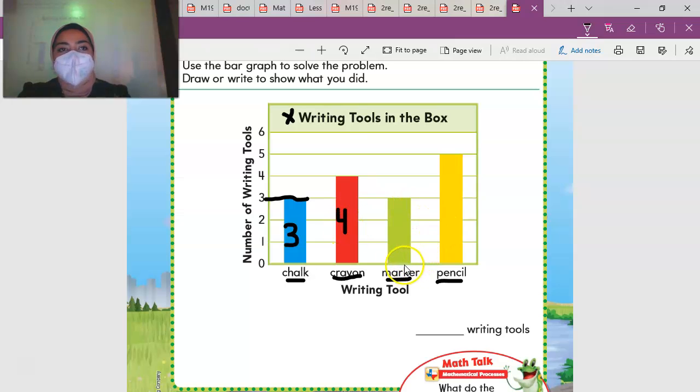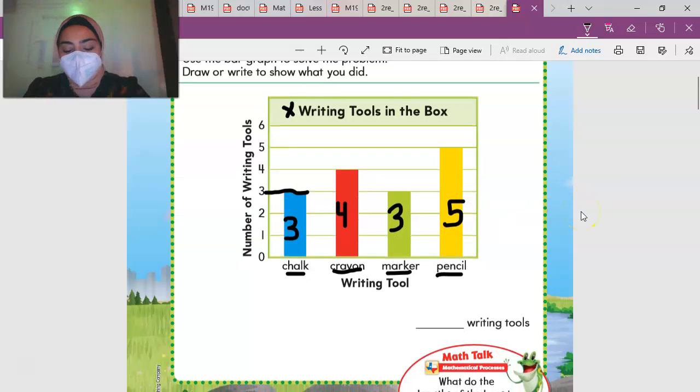How many markers are in the box? Jacob H. 3. Very good. There are 3 markers in the box. How many pencils are in the box? Destin. 5. There are 5 pencils in the box. Does anybody not understand how to read the data in a bar graph? Good job. All right, let's read the bottom.